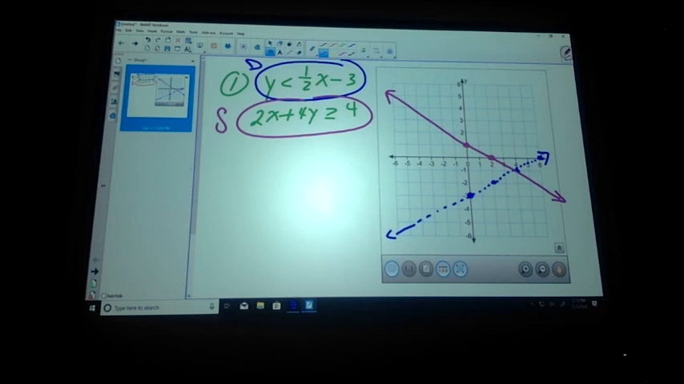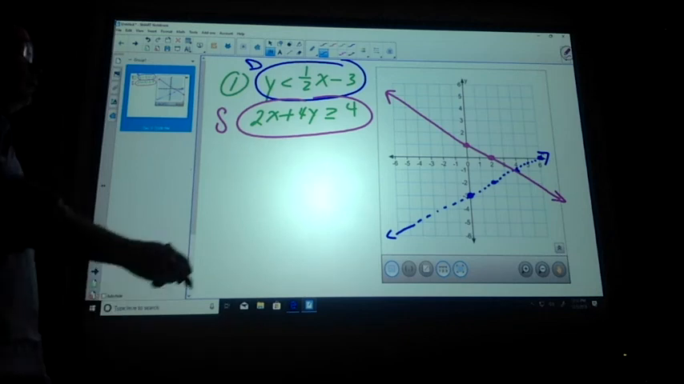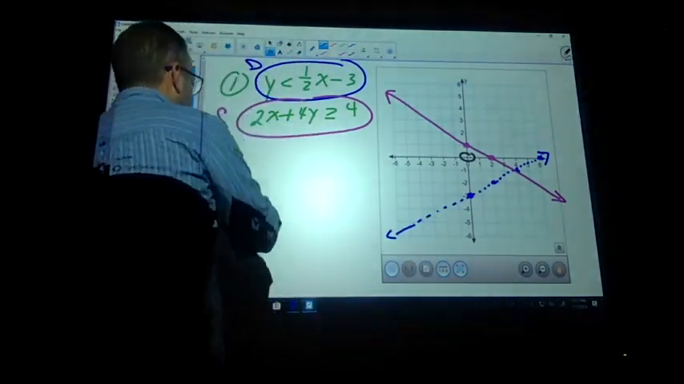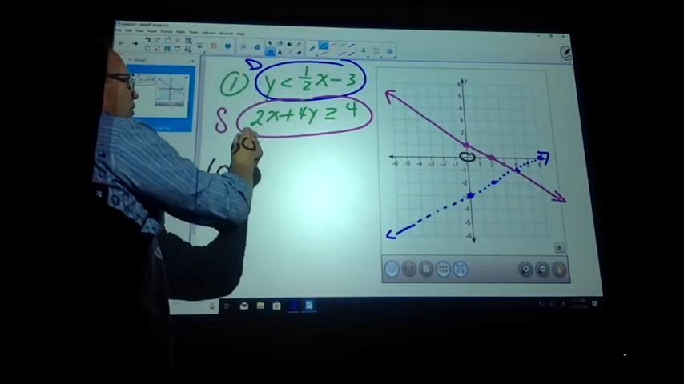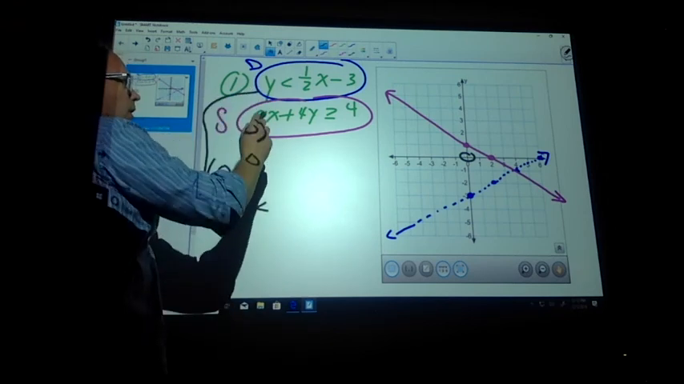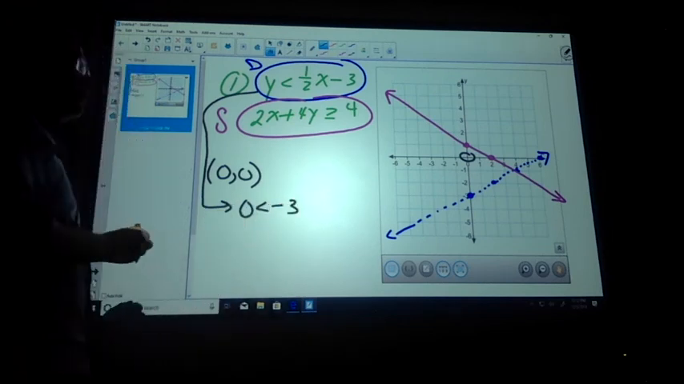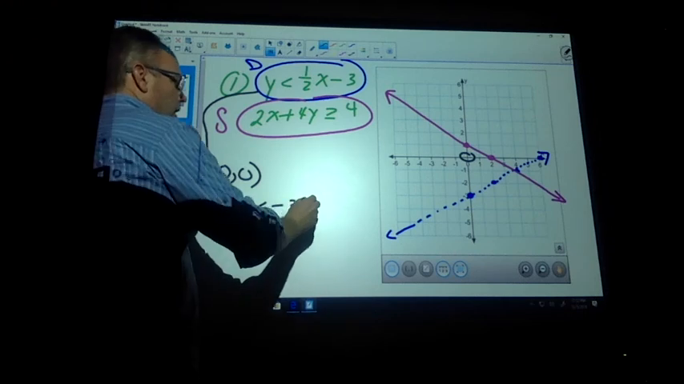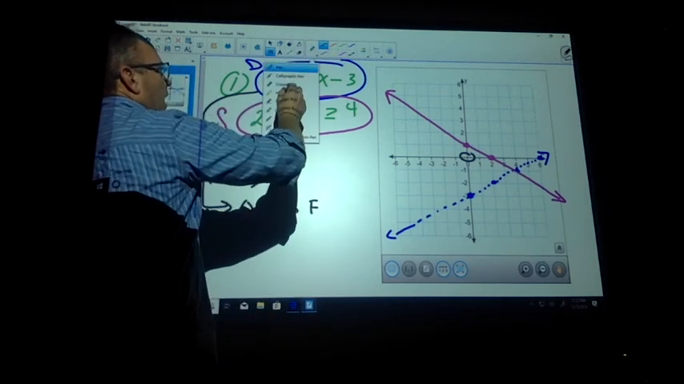So in reference to the purple line, where does 0, 0 live? Down to the left? Okay, so 0, 0 is a good test point for us to use. It's the easier one, so we're going to test that point. If I plug 0, 0 into this top equation, I get 0 is less than 0 minus 3, which is -3. Is that true or false? That's false.